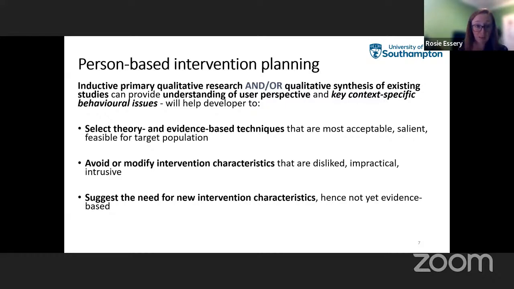So taking a person-based approach from this early planning stage really helps you to decide which of these might be most relevant and meaningful for your target population, and even more importantly, which ones are not practical or not relevant or might be disliked by the groups that you're developing your intervention for, so you know which ones to avoid. It can also be really helpful in suggesting the need for new intervention characteristics that might not yet have a full evidence base behind them. So this is a good example of how the person-based approach can complement more theory-based approaches.